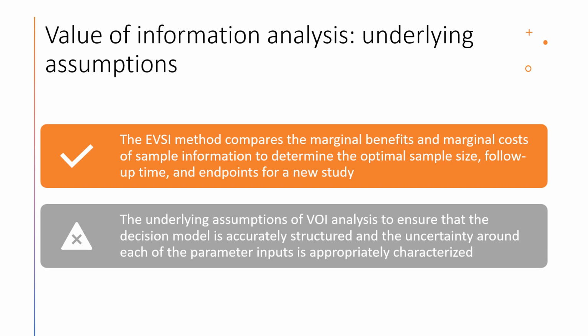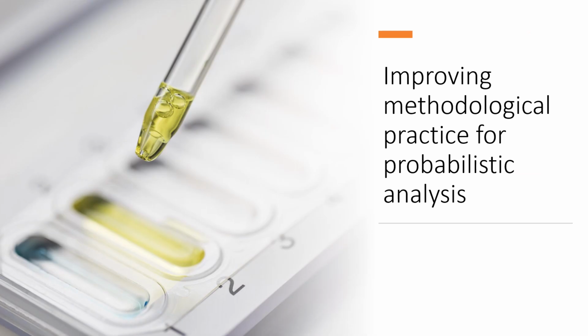However, health economists need to understand the underlying assumptions of value of information analysis to ensure that the decision model is accurately structured and the uncertainty around each of the parameter inputs is appropriately characterized. Uncertainty from model structure, methodology, and assumptions is not captured in a value of information analysis. I will explore technical aspects not widely addressed in the current health economics literature.